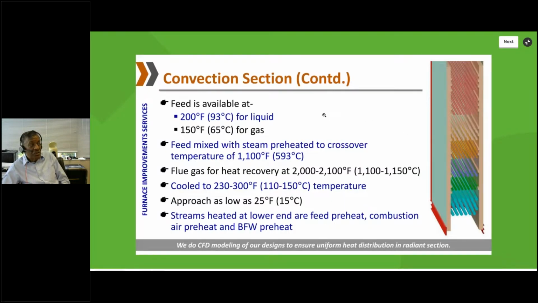Some of the things which are available: the feed is available at low temperatures. If it's a gas feed, it's available at as low as 150. So we preheat it, then we mix it with steam and heat it all the way up to 1100 or 1200. The flue gas from the radiation section is as hot as 1100 to 1150 degrees centigrade, and we can cool the flue gases to around 110 to 150 degrees centigrade. The approach between flue gas and fluid can be like 15 degrees centigrade or 25 degrees F. What we are preheating is feed preheat, combustion air preheat, or boiler feed water preheat. Those are the things we are preheating in the cold end. But you can see how big the convection section is.